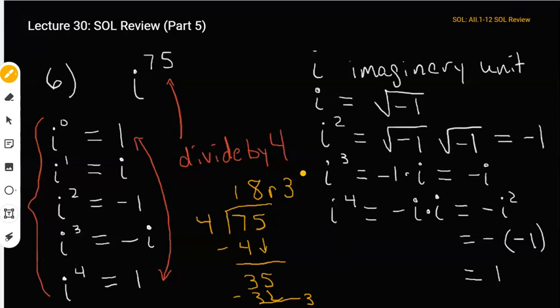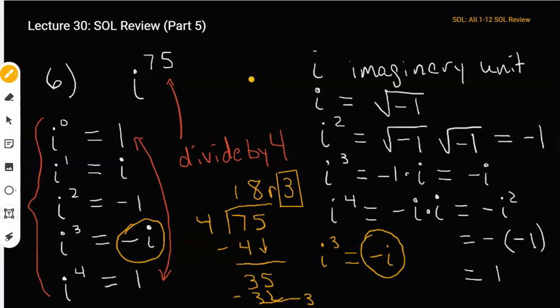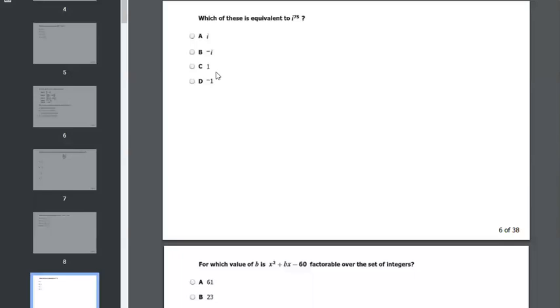Now, it's this remainder that's going to help us. So I'm going to put a box around it. So what's i to the 3rd power? i to the 3rd power is going to give me -i. Yep, that's my answer. So we take this remainder, we make it the new exponent down here, and we get -i. So that's going to be B, -i.